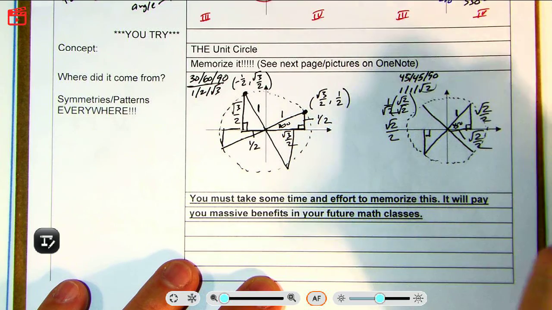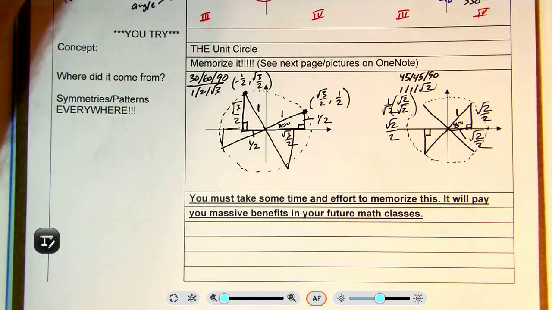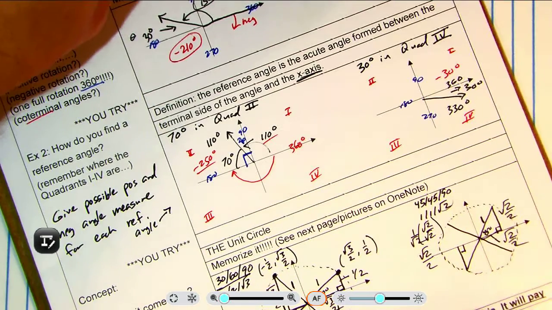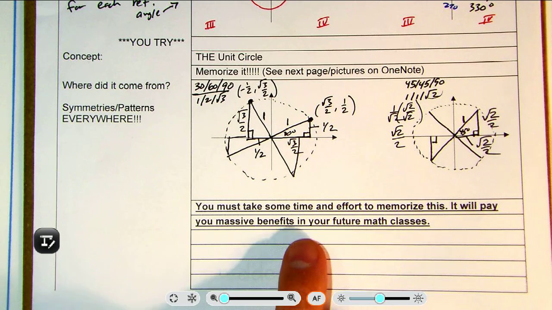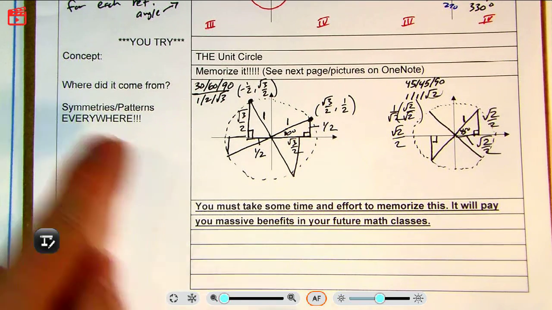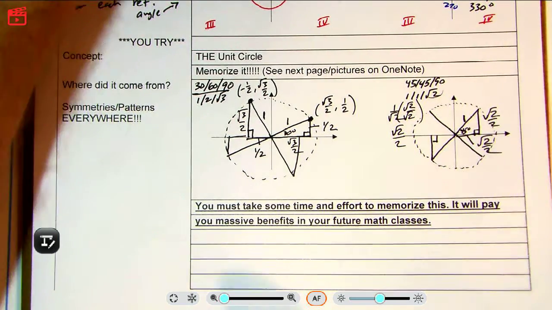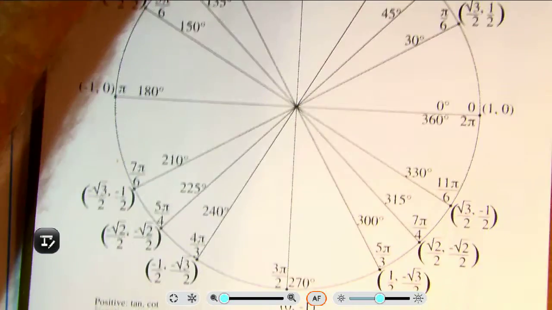Okay, so that's just a little bit of history of how the unit circle came to be. And I need to show you the picture of the complete filled in unit circle. And I make a big note right here. You must take some time to sit here and memorize this. And there are symmetries and there are patterns everywhere. I leave it to you to look up some YouTube videos or sit there and memorize it on your own. This is what the whole thing looks like.